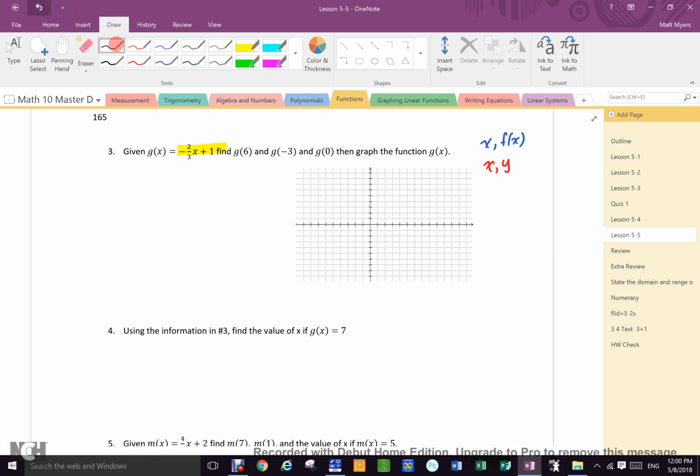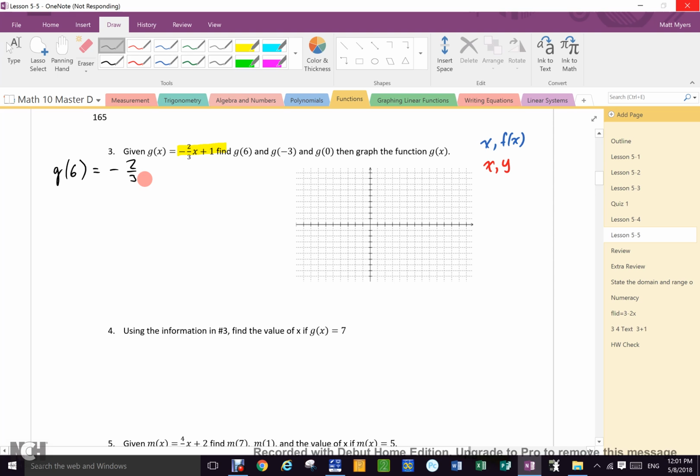I need to find how many g's? 3. I need the g of 6. How will I do that? I input 6 where, Lincoln? Where x is. Negative 2/3 times 6 plus 1.